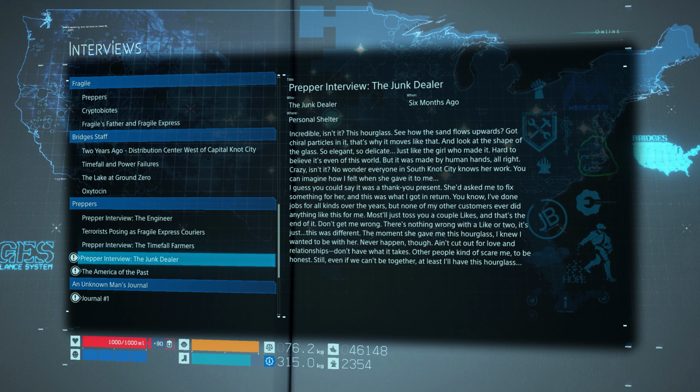Prepper interviewed the junk dealer at his personal shelter 6 months ago. Incredible, isn't it? This hourglass. See how the sand flows upwards. It's a Corellium hourglass, and it flows upwards. Got chiral particles in it, that's why it moves like that. And look at the shape of the glass. So elegant, so delicate. Just like the girl who made it.